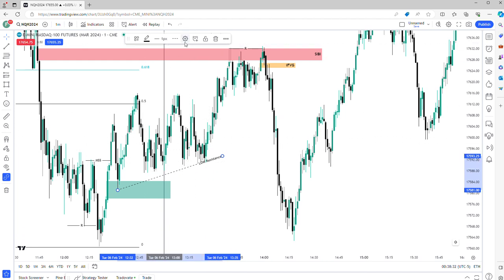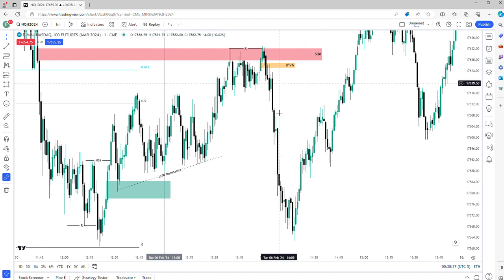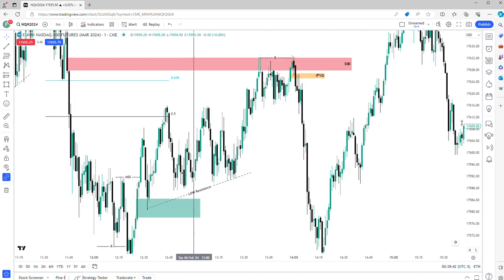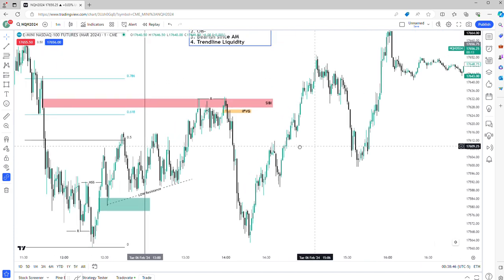So all of that is low resistance liquidity, and a low resistance liquidity run is very short and very sweet. Short and sweet, tongue twister that one, but that's what it is. So that's the first trade.